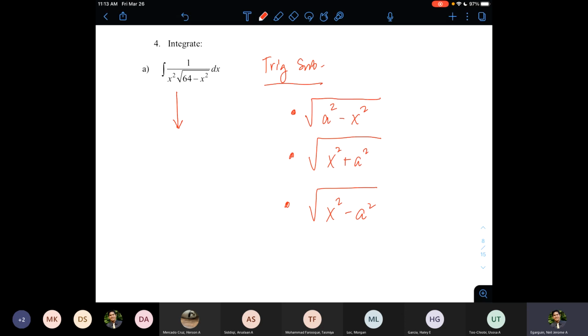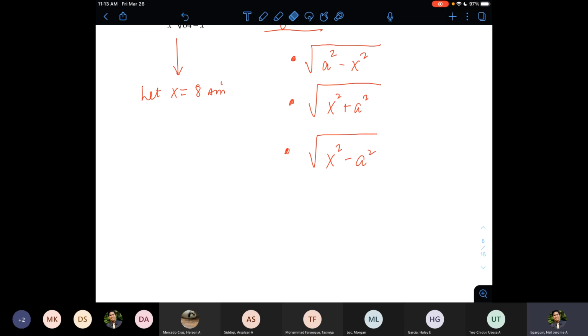Let's identify what's the appropriate substitution. So for here, you will let x be equal to 8 sine theta, right? So that when you plug this in here, you will have 64 minus 64 sine squared, which you can write as 64 times cosine squared theta. For this one, we'll use the arctan substitution. We'll let x be equal to 3 tangent theta. Yeah, this should be theta.